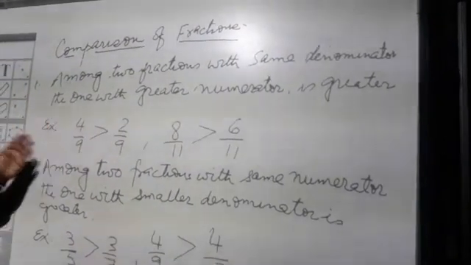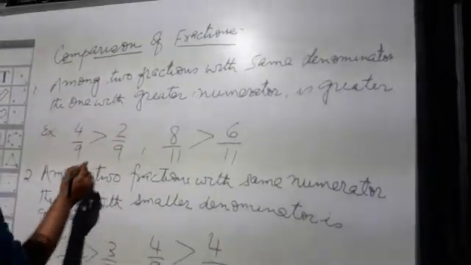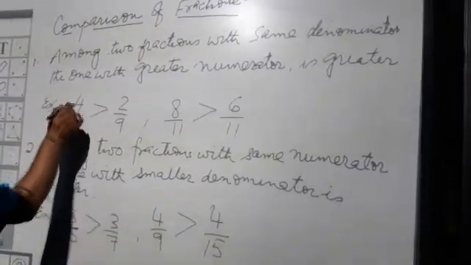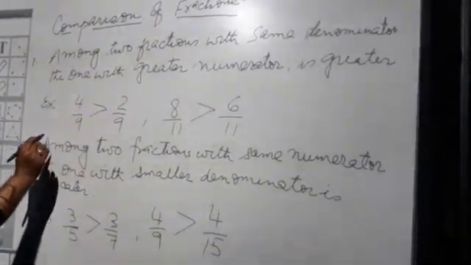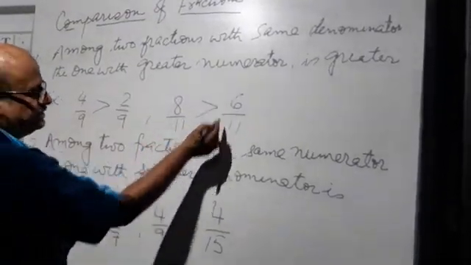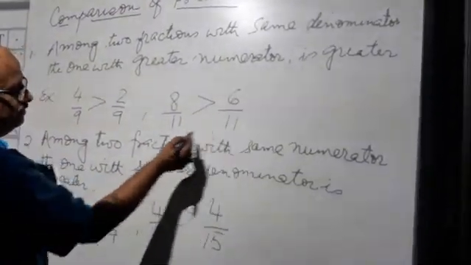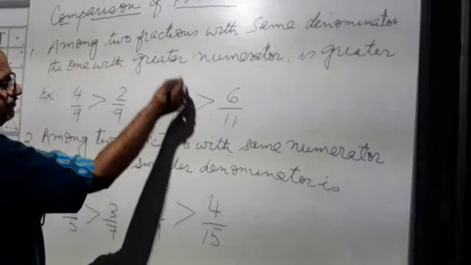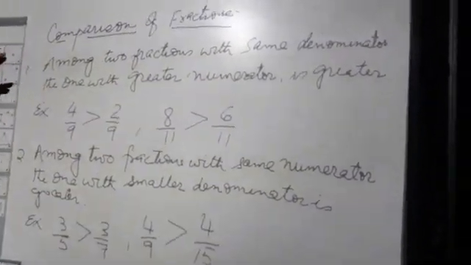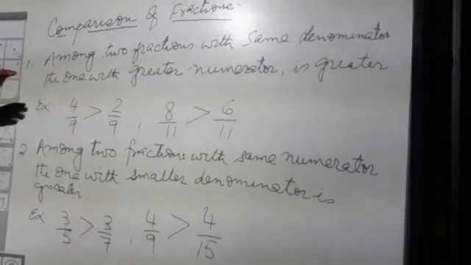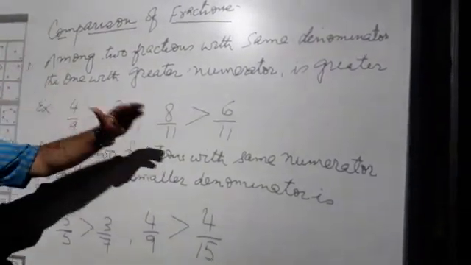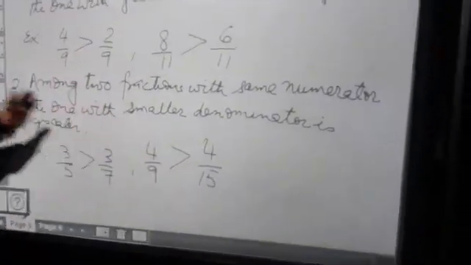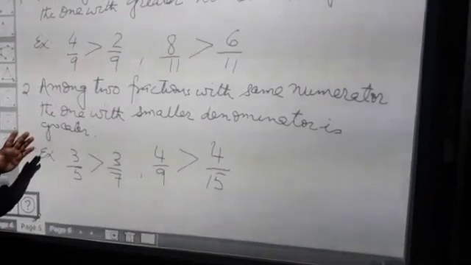This can be shown by an example. Now we have 4 by 9 and 2 by 9. In both cases the denominators are the same, but this one has the bigger numerator, so 4 by 9 is the greater fractional number. Similarly, 8 by 11 and 6 by 11 have the same denominator, but the greater numerator is 8, and 6 is less, so 8 by 11 is the greater fractional number. That is the first part: if they have the same denominators, then the fraction with the greater numerator is the greater fractional number.